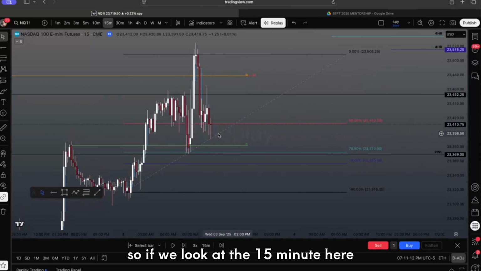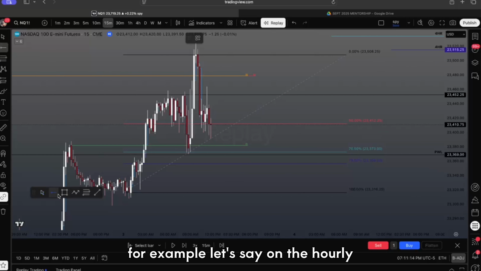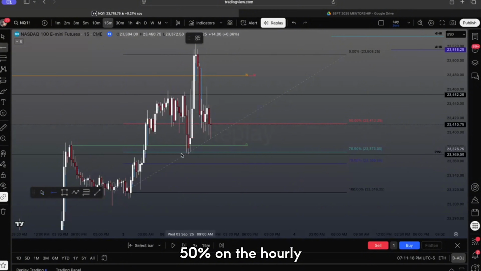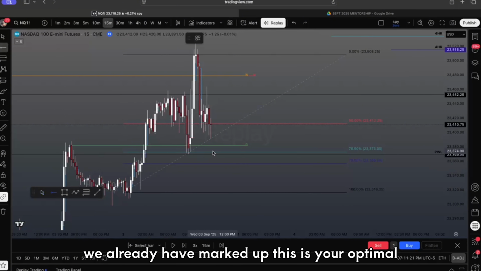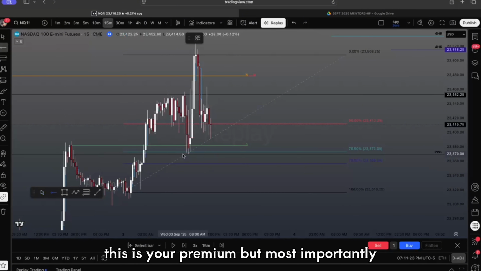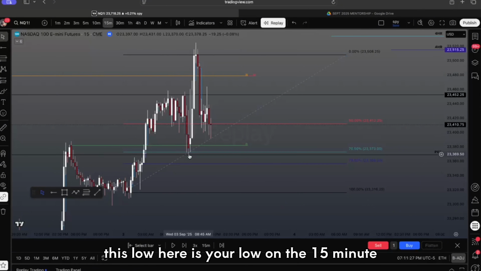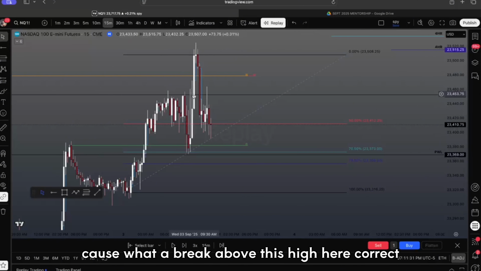So if we look at the 15-minute here, for example, let's say on the hourly, this is your 50% on the hourly, we already have marked up. This is your optimal, this is your premium. But most importantly, we know that this low here, right? I'm not going to draw a line so you guys can remember. This low here is your low on the 15-minute that caused what? A break above this high here, correct?